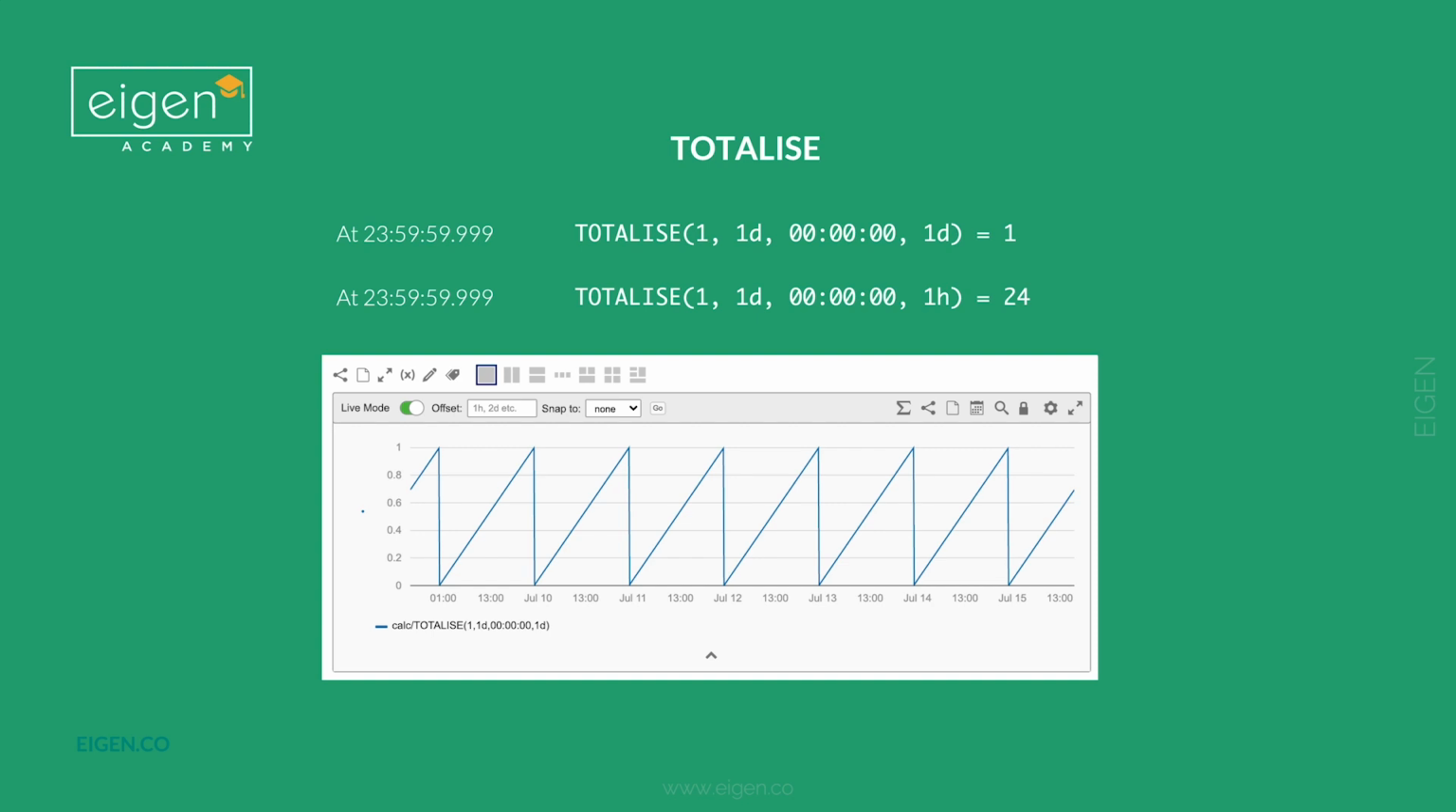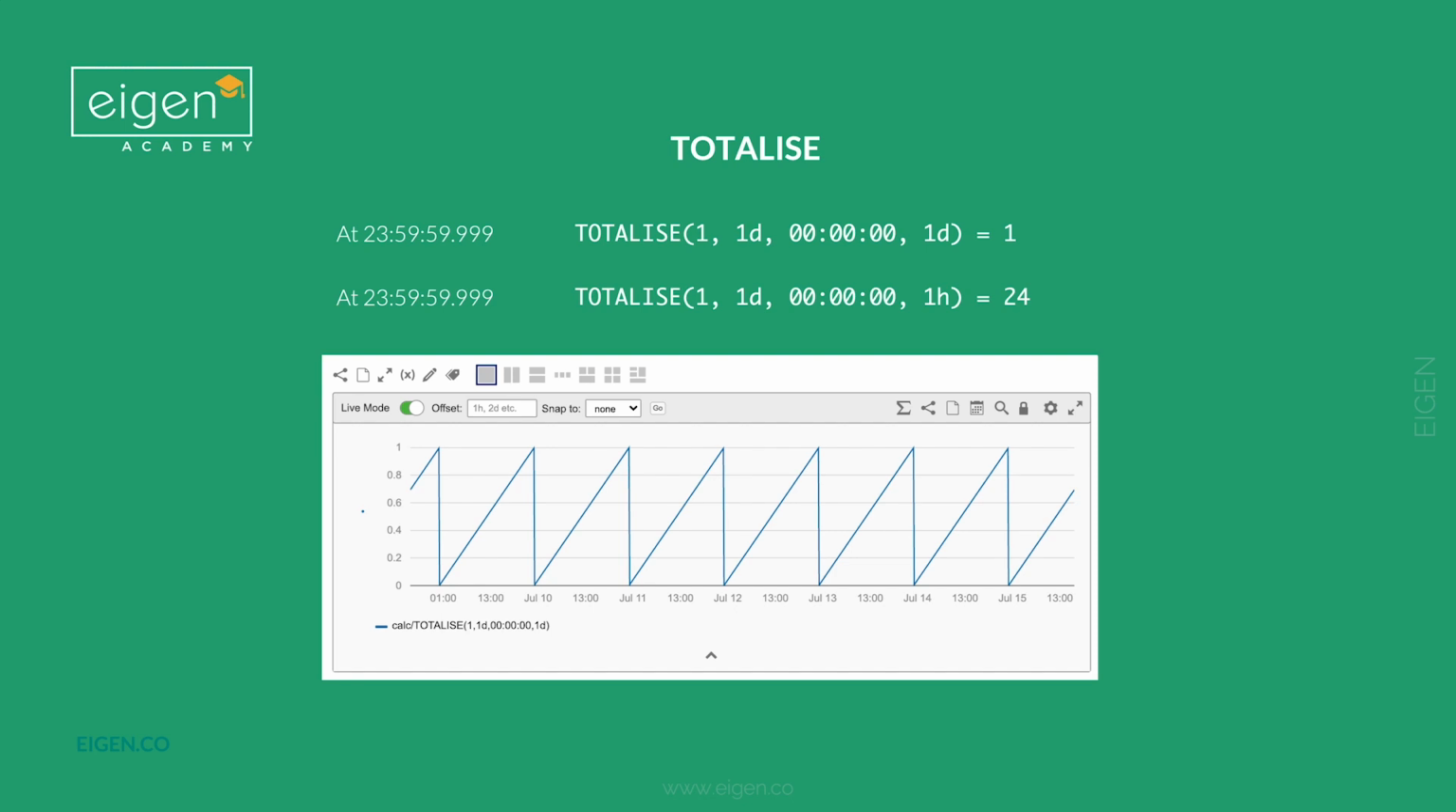If we totalize the value 1 over the course of a day, so the interval is 1 day, the anchor point is midnight every day, and the data rate, if we said the data rate was 1 day, the total over that day would be 1. If we said the data rate was 1 hour, the total would be 24 because there's 24 hours in a day. And a trend of that would look something like this. So you'd have the reset at midnight every night, and the total would increase linearly up till 23:59:59.999. It would be 1 or 24, and then it would reset.